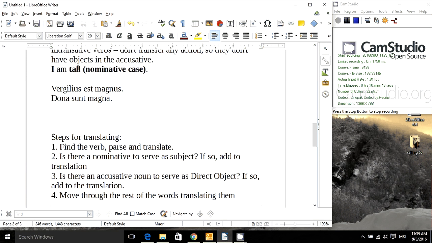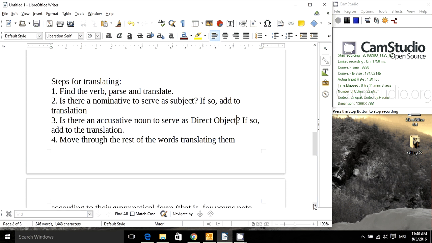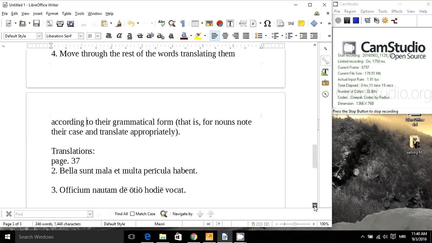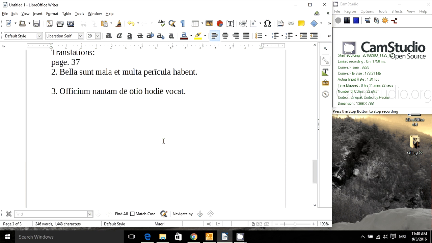Let's review our steps for translating. We want to find the verb, parse it, and translate it. Then we want to ask, is there a nominative to serve as the subject? Then we want to ask, is there an accusative to serve as the direct object, if that verb is transitive? Now we know a little bit more. So if it's the kind of verb that takes an accusative, this is why it's if, should be, if there's an accusative noun. And then we move through the rest of the words, translating them according to their grammatical form. That is, for nouns, we note their case and we translate it appropriately. So let's work on these translations on page 37.